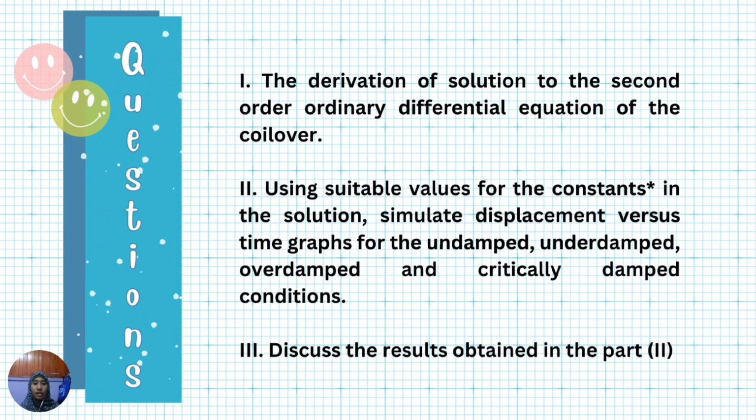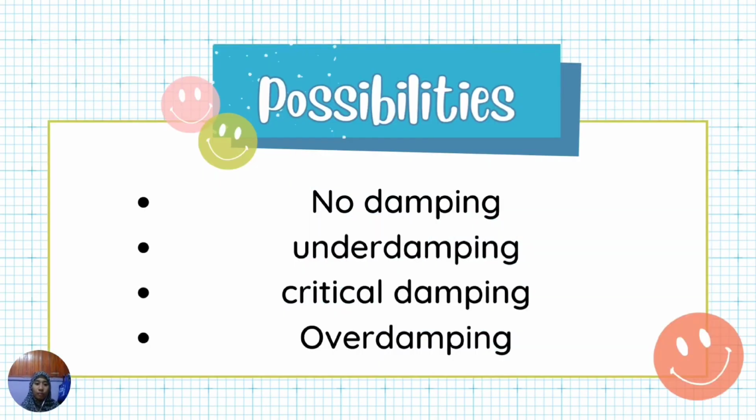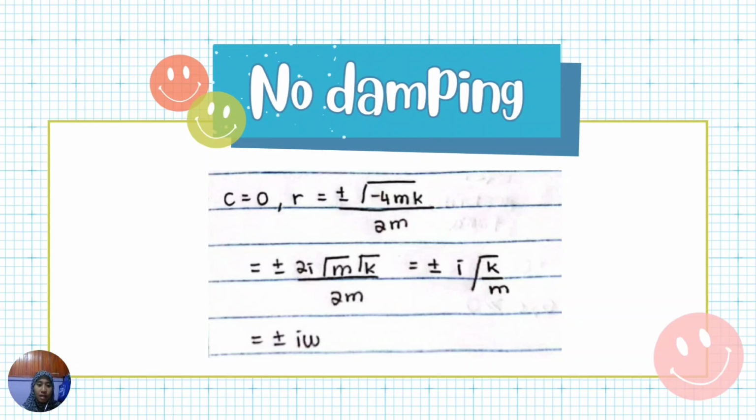So for possibilities, we have 4 possibilities for this derivation. First, no damping, underdamping, critical damping, and overdamping. We move to no damping. This is the general equation used in no damping.